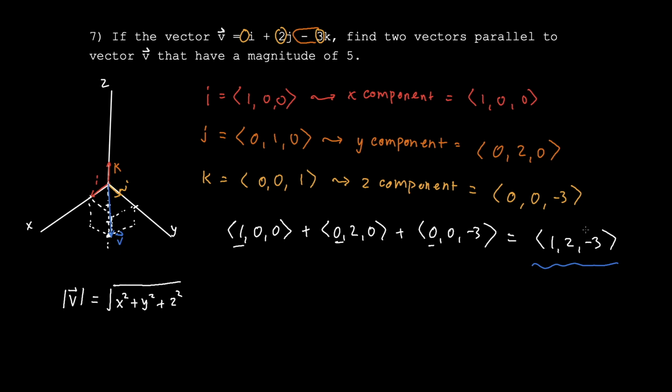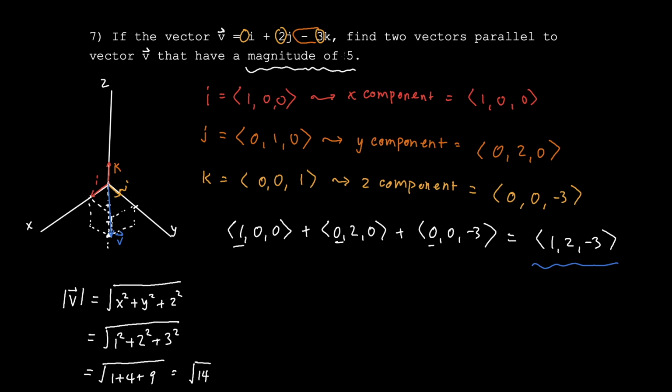Let's try to find the magnitude of this vector currently by plugging in each of the components. So the square root of 1 squared plus 2 squared plus 3 squared equals the square root of 1 plus 4 plus 9. 1 plus 4 is 5. 5 plus 9 is 14. So the magnitude of this vector is currently the square root of 14. And we want to get this to where the vectors have a magnitude of 5.